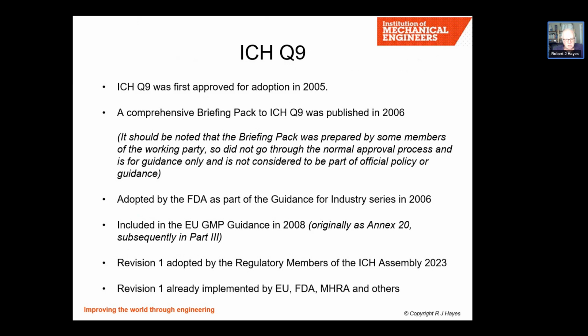Initially as Annex 20, but subsequently it went into Part 3 of the European Code of GMP. Now, the interesting thing here is that we've got a common document that is used by both the FDA and the European Union, and that's a first. There has been a revision to it. This came out last year, and it's been adopted by the members of the Assembly, and it's in use within a number of regulatory bodies globally, including our very own MHRA.